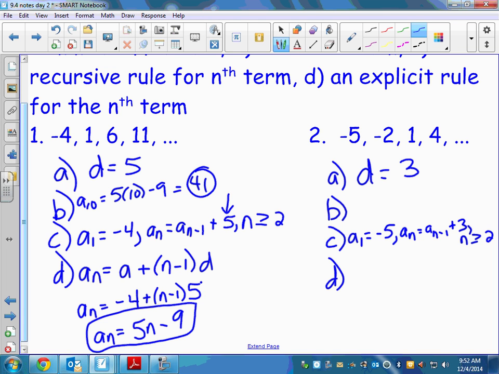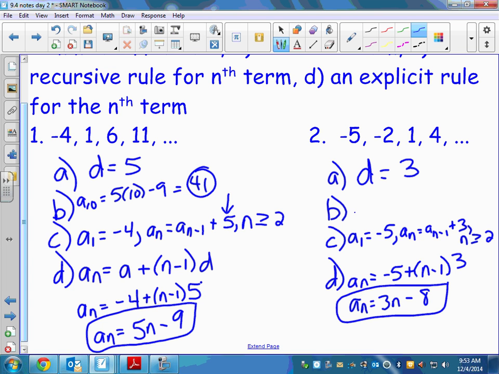But for the explicit one, I do want you to simplify that and say the first term plus n minus 1 times the common difference, which is 3. So that would be 3n minus 8. And then that's what I'm going to use to find my 10th term, which would be 10 times 3, which would be 30 minus 8, or 22. Probably on your test, a very similar question, parts A through D, asking you to find those things.